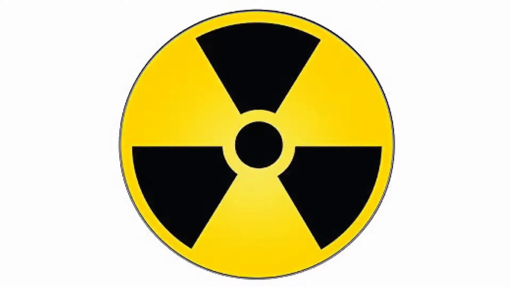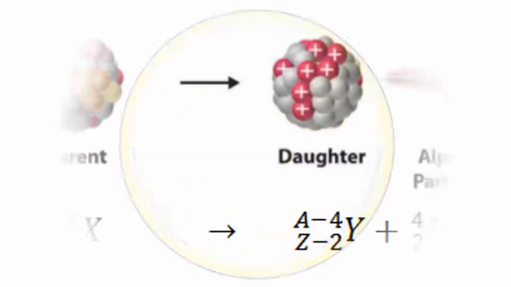Certain atoms can periodically emit particles, changing their constitution so that they're no longer the same. These atoms are known as radioactive.